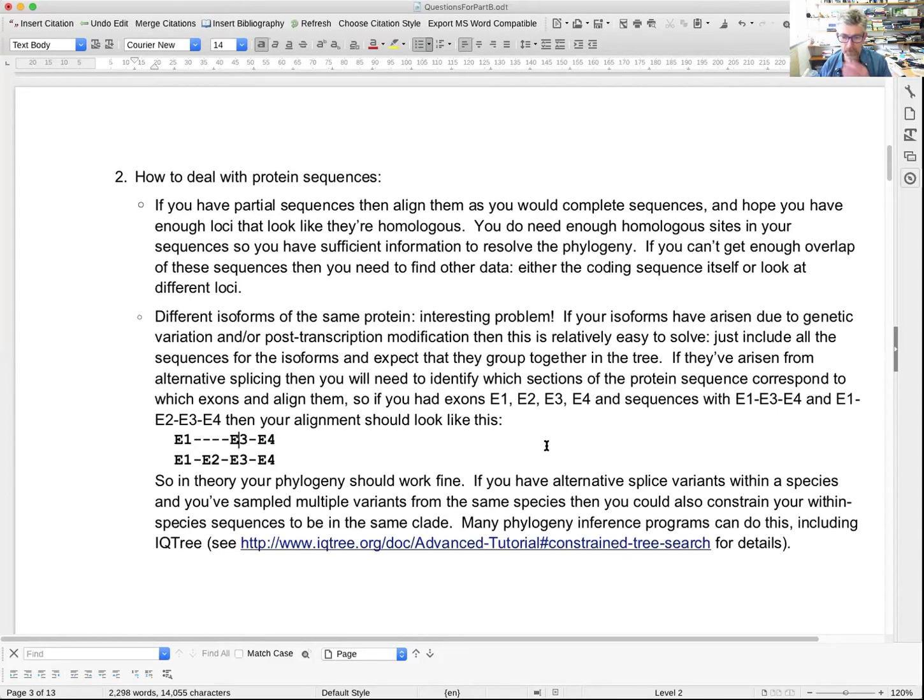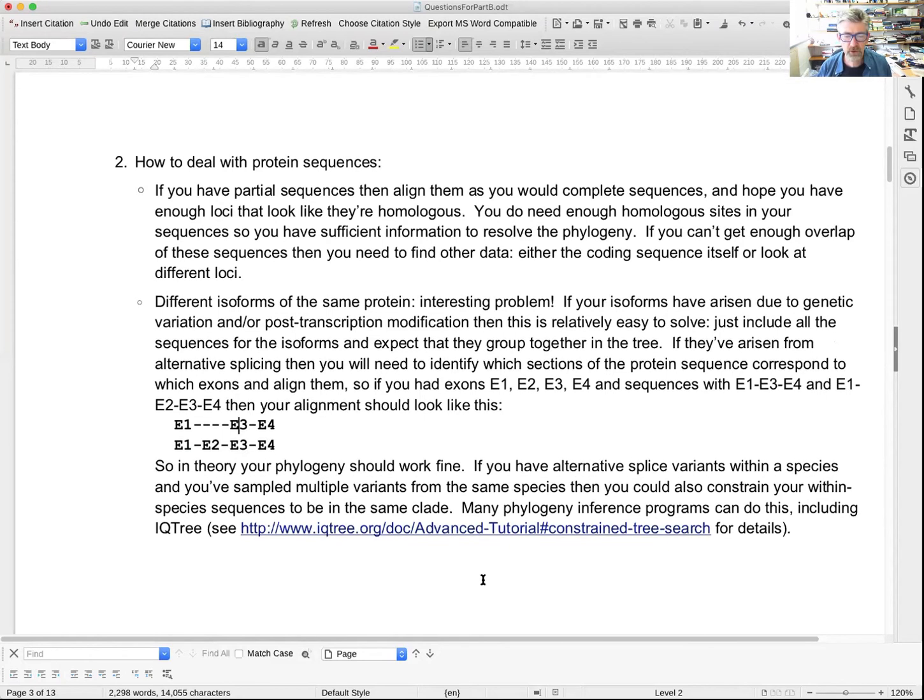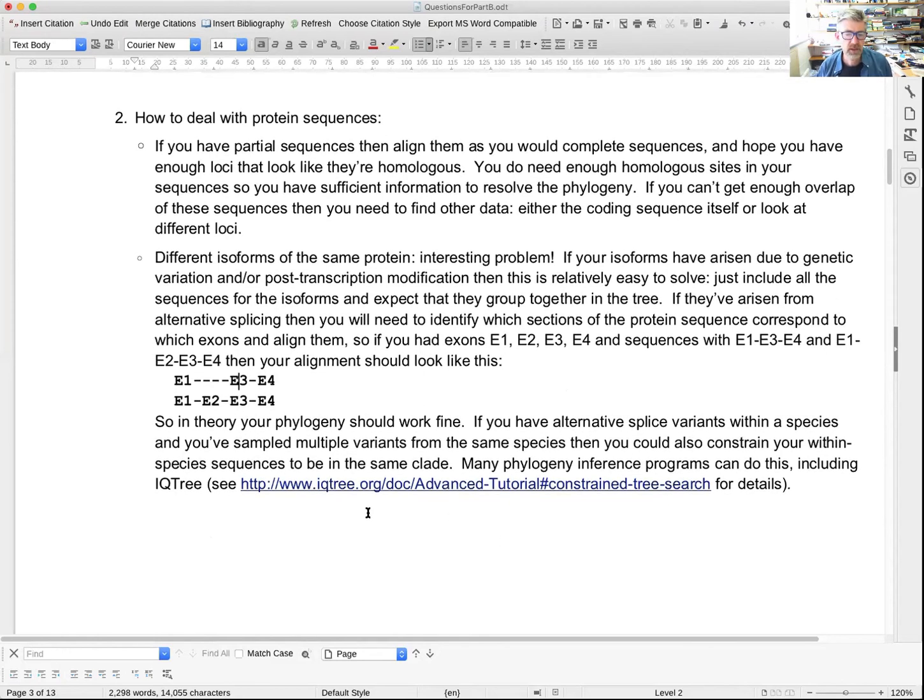If you've got alternative splice variants, and you've sampled those variants from the same species, you can fix them together so that they're going to be constrained to be in the same part of the tree. They're going to be each other's closest relatives. And that's quite easy to do. The format for that is simply the same format as how you would describe a complete tree. It doesn't need to be complete. You can just group together sets of taxa that you think should go together. A lot of phylogeny inference programs can do that.